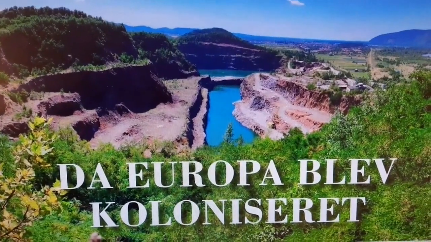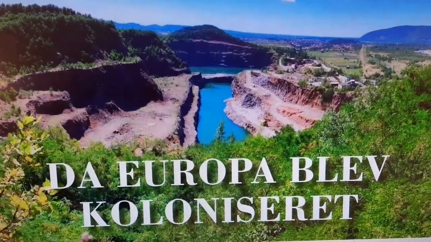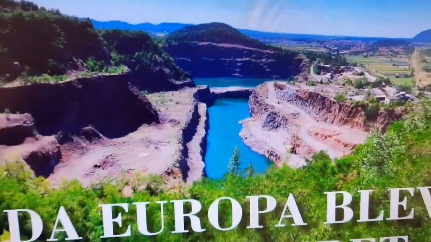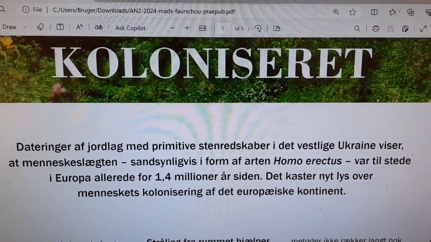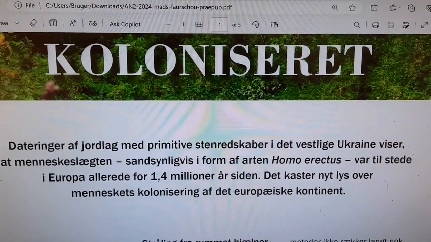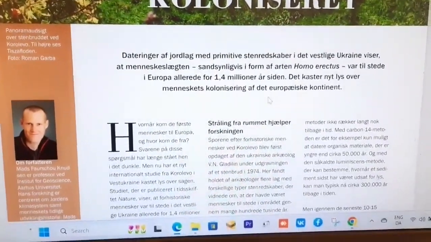I said in my last video, it was used to test stone tools found in 1974, 50 years ago, in southwest Ukraine, very near the border to Hungary. They were tested many times with different methods, but no agreement could be reached. They have now been tested with the cosmogenic method and tested to be 1.4 million years old. And so, these stone tools are now the earliest found in Europe.